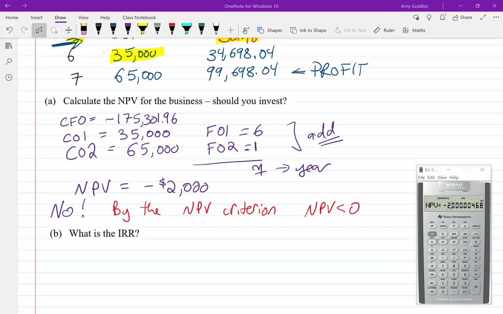What about the internal rate of return? How far off are we? Well, we go to IRR and press compute, and we end up with an internal rate of return of 11.66%. That's not a bad idea. This is a pretty reasonable investment. It's just not as good as 12%.